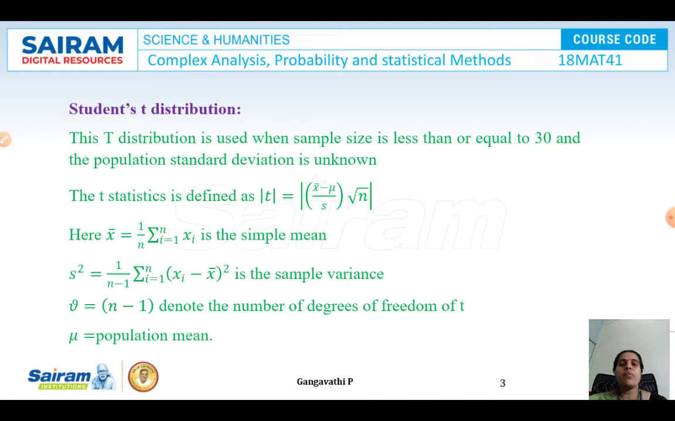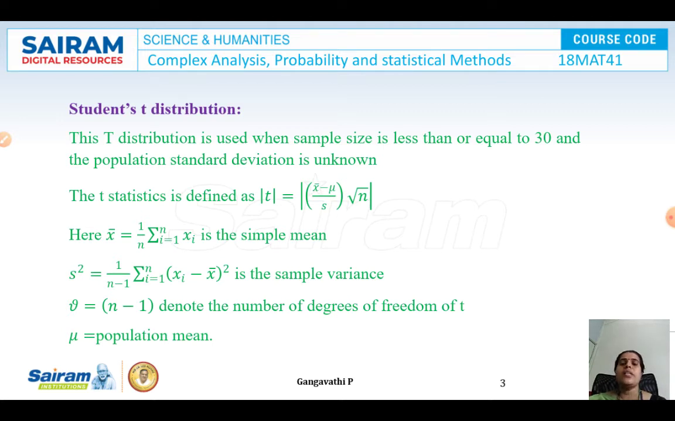Now let us see what Student's T distribution is. This T distribution is used when the sample size is less than or equal to 30. Student's T distribution is used only for small samples, and when the population standard deviation is unknown to us. Even in the examination, if the sample size is less than 30 and the standard deviation is not known, only in these cases can you use Student's T distribution.